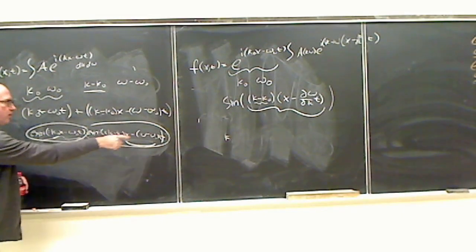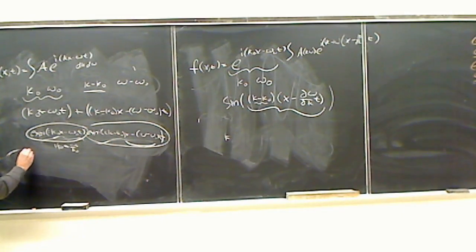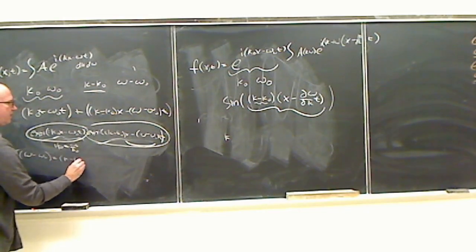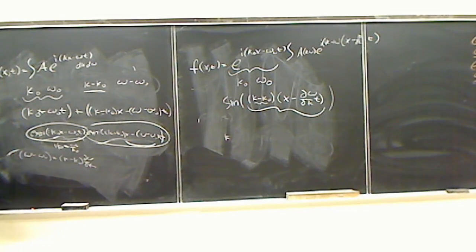But this one, this is more complicated. So we're going to replace omega minus omega naught. We're going to say that this is k minus k naught times d omega dk. All I'm doing is changing variables. So this is just dropping down some chain rule, right? I'm just changing variables from omega to k, and this is how omega and k are related.